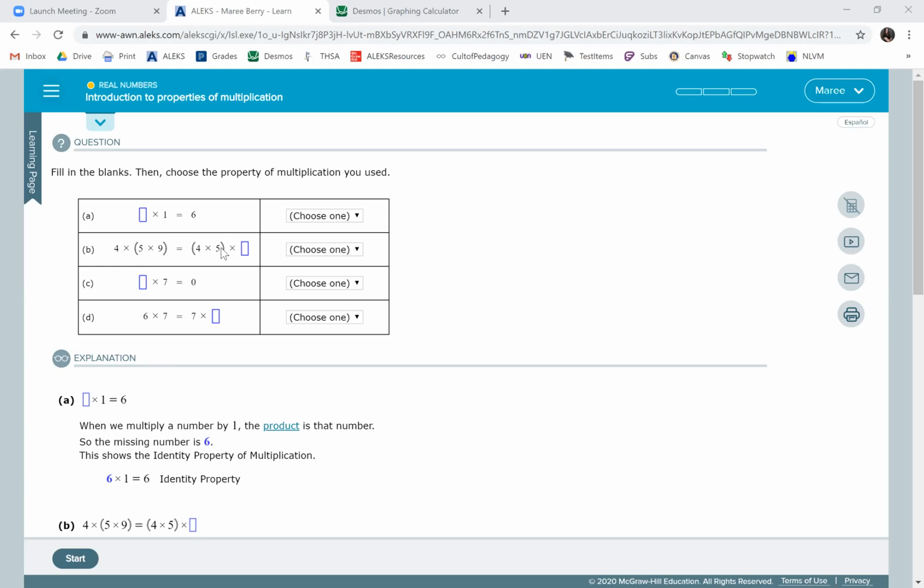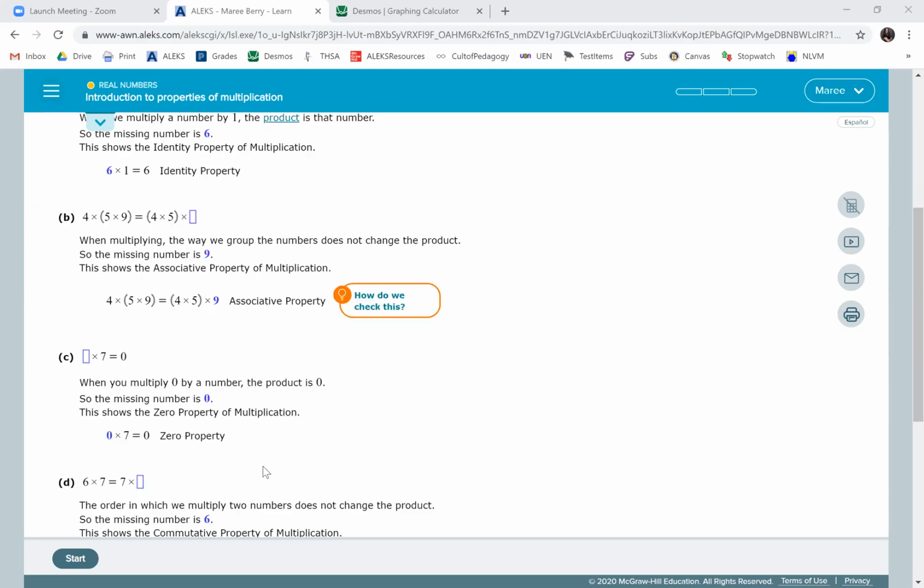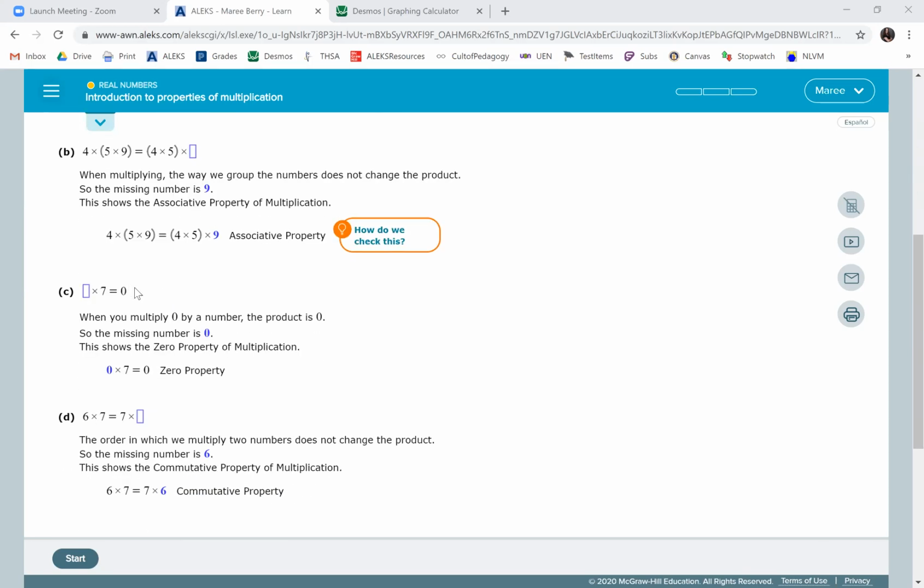There's also one called the associative property. The first thing I look for is that the numbers stay in the same order. So in this one, the numbers are not changing order, but the parentheses are. That's called the associative property. There's also one where if you multiply by 0, you get 0. So anytime you multiply by 0, you get 0. That's just called the 0 property.